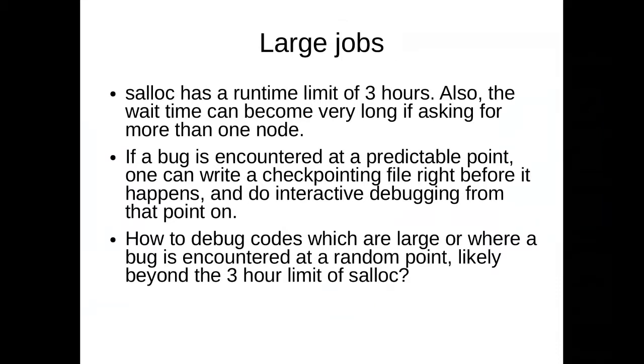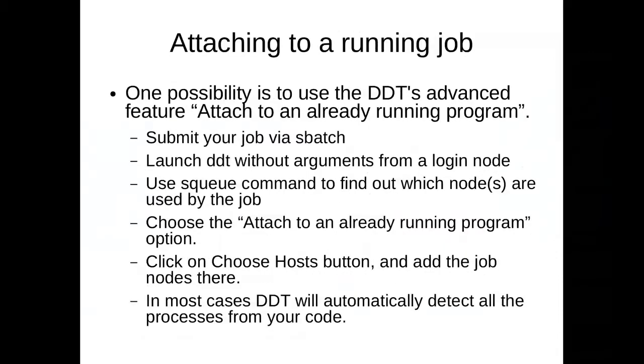But if the bug happens at some random, unpredictable location, often beyond the 3-hour limit, what to do? Here I give a few, I believe 3, different options you can use. The best one is an advanced DDT option called attaching to a running job. I'll show you in a second how to use it. Basically, you compile your code with -g, making sure it has symbolic information ready for debugging. But then you don't run it through DDT. You submit it through sbatch as your regular jobs.